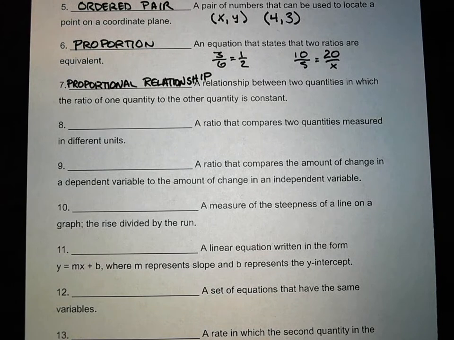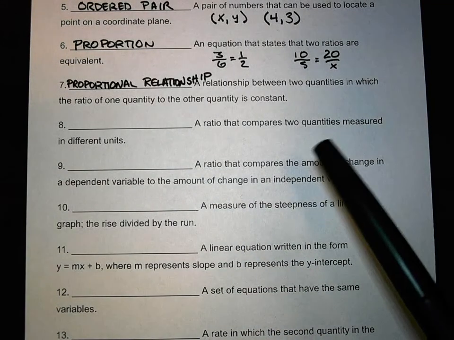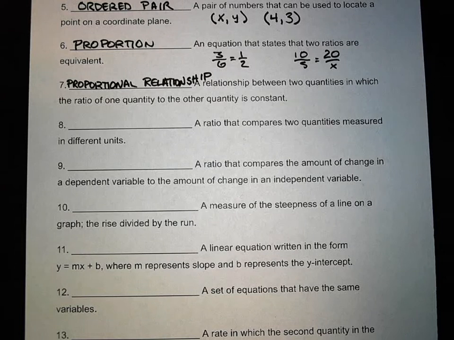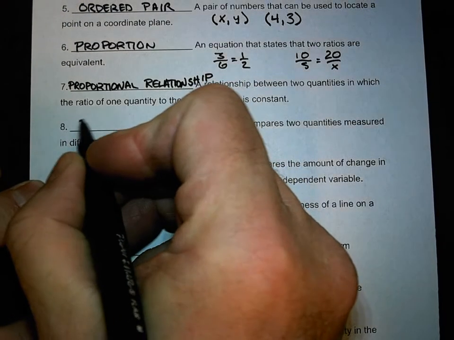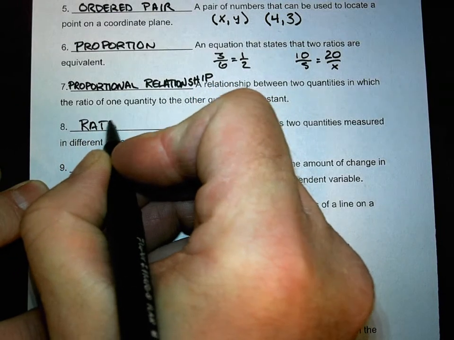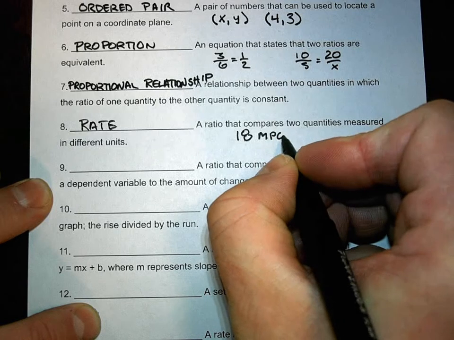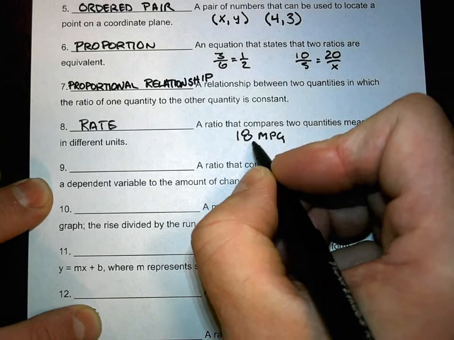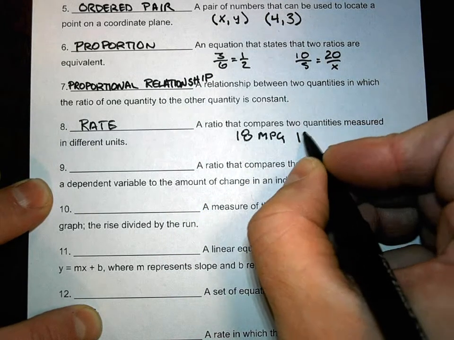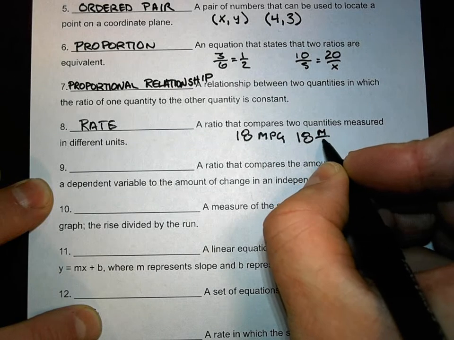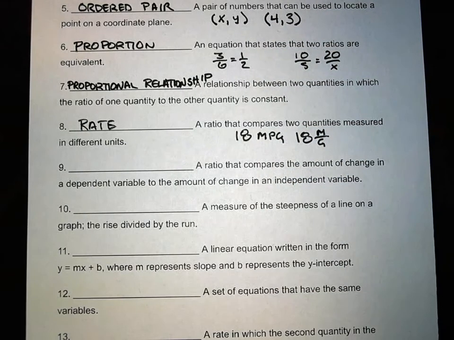So, a ratio that compares two quantities measured in different units. Think about miles per gallon. That's two quantities, right? That's miles and gallons. We call that a rate. Your car might get 18 miles per gallon. So it's actually 2, and it would be written as 18 miles over gallons, or miles per gallon.